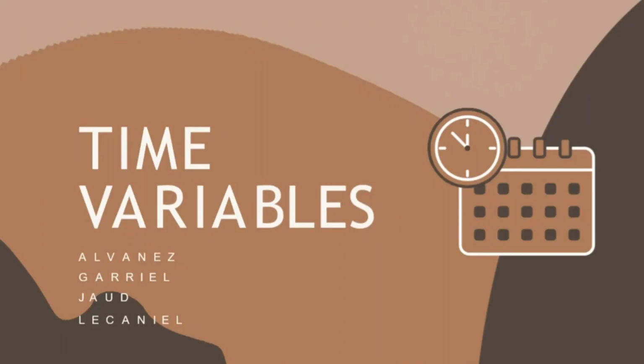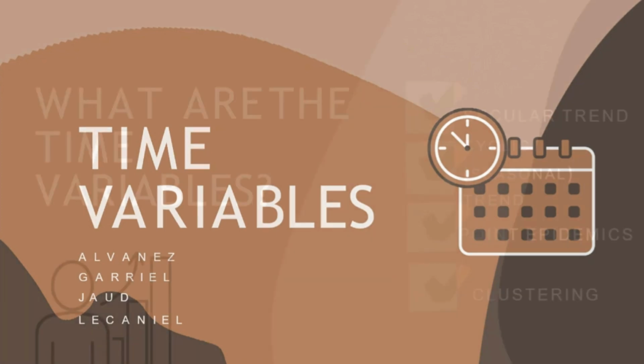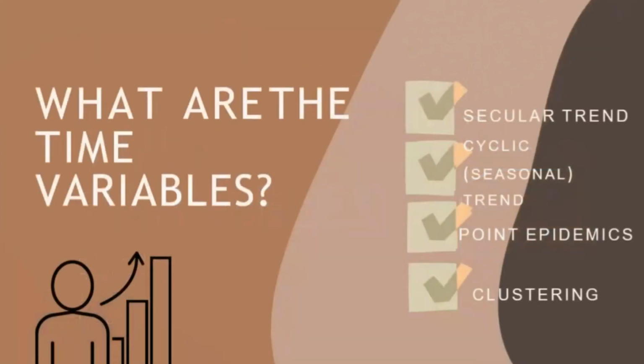Everyone. Today we'll be talking about time variables. Time variables is one of the variables used in descriptive epidemiology. So what are the time variables? Time variables are cases presented in graphs that are related to time. So four types of time variables are secular trend, cyclic seasonal trend, point epidemics, and clustering.